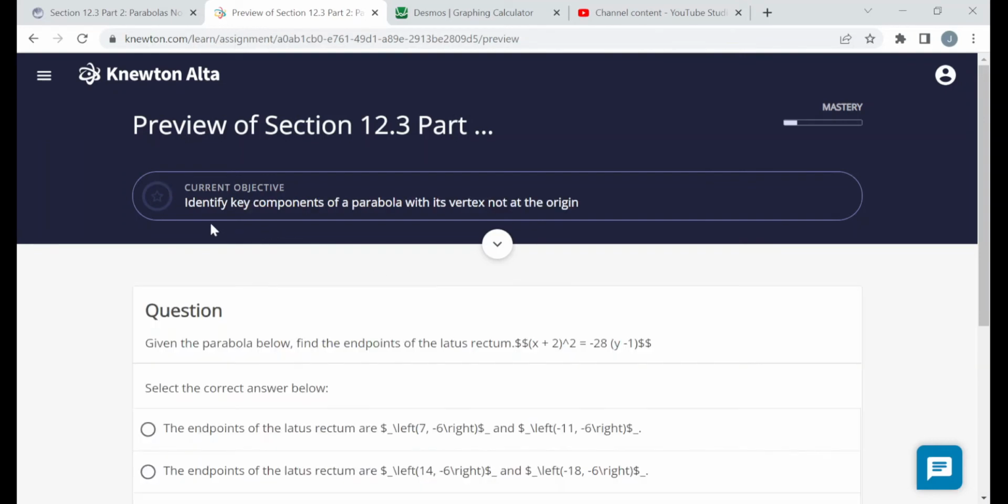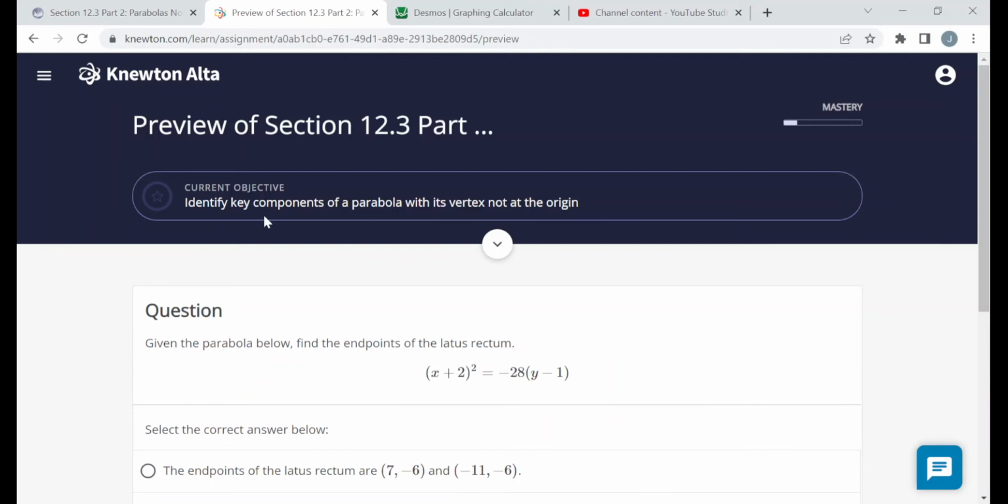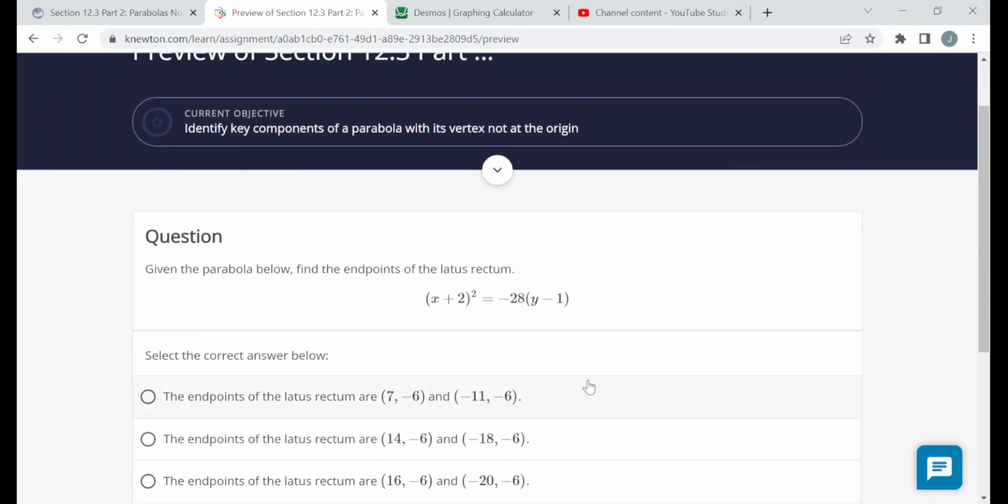All right, so the third objective, identify key components. So we're going to be given an equation, most likely in standard form, and asked to find probably the vertex or the focus or the directrix or the axis of symmetry or the endpoints of the lattice rectum, like we are here. So given the parabola below, find the endpoints of the lattice rectum, right? That's that segment that contains the focus that's parallel to the directrix or perpendicular to the axis of symmetry. And remember, those endpoints of the lattice rectum are also solutions of the equation.